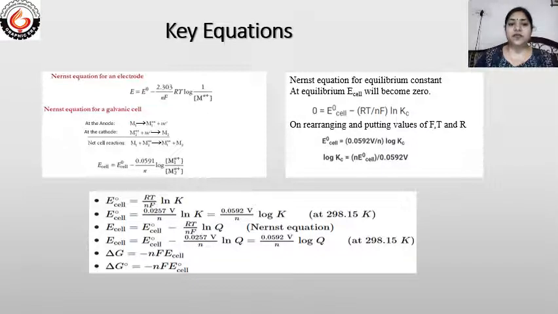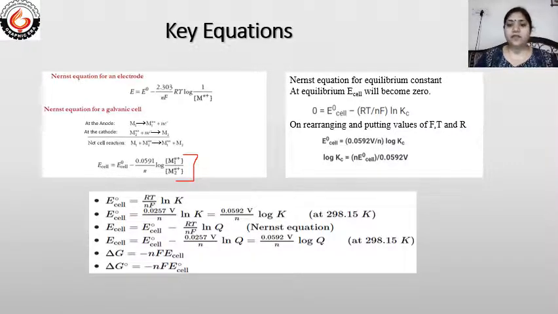minus 0.0591 upon n log M1 upon M2 (n plus). These two are electrolyte concentrations. Here M1 is on the anodic side and M2 is on the cathodic side. So you can also write the concentration of the electrolyte on the anodic side divided by the electrolyte on the cathodic side. In this way we can solve problems related to the galvanic cell.